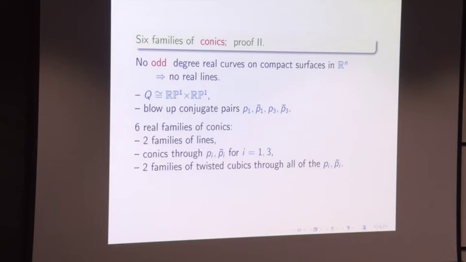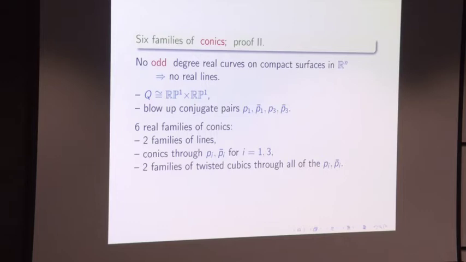But then to be real, the conics that pass through two of the blown up points have to pass through a conjugate pair of points. So they can pass through P1 and P1 bar, or P2 and P2 bar, but not some other combination. So here I lose four, and the two families of twisted cubics are there, nice, and real. So this gives me the six families of conics. Now the question is, will there actually be conics or circles? It depends exactly on how I embed this surface into three-space. So I have to think about this a little bit.